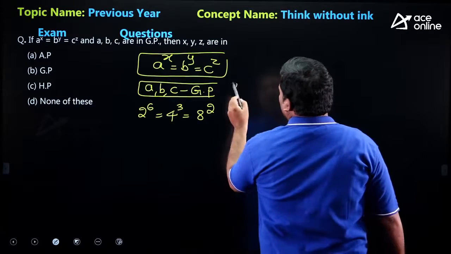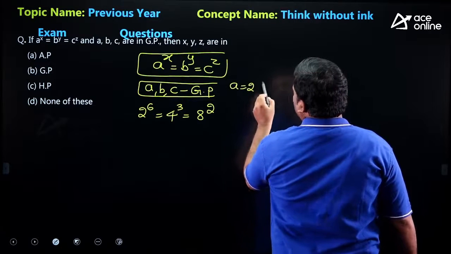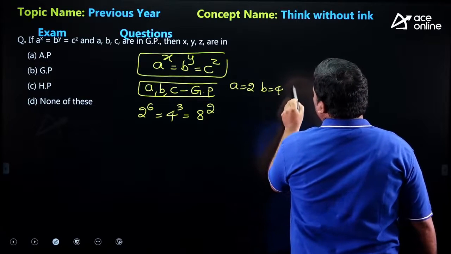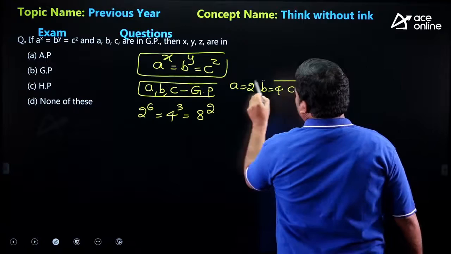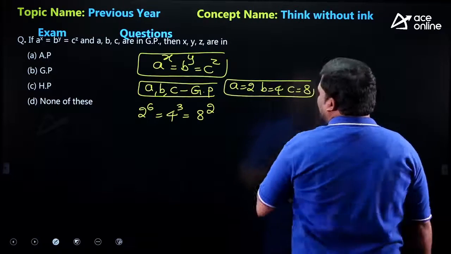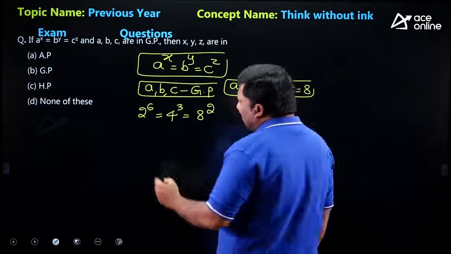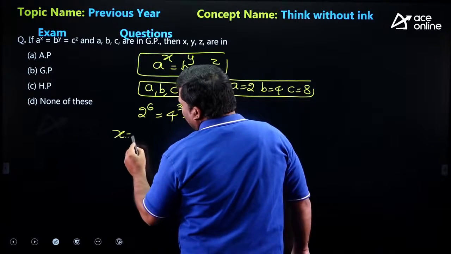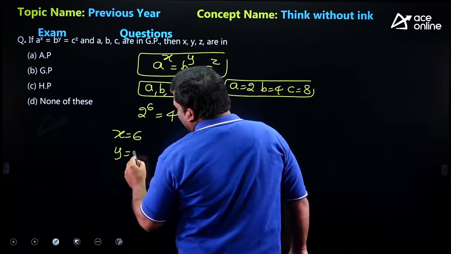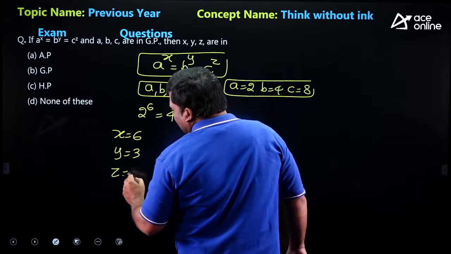Yes, A is 2, B is 4, C is 8. That means A, B, C are in geometric progression. What is the X value? It is 6. What is the Y value? It is 3. What is the Z value? It is 2.